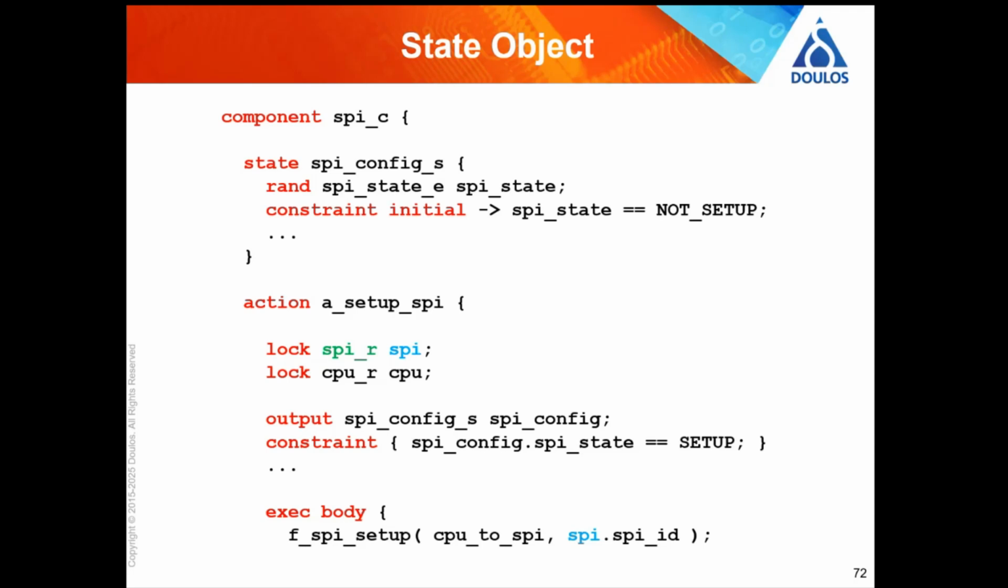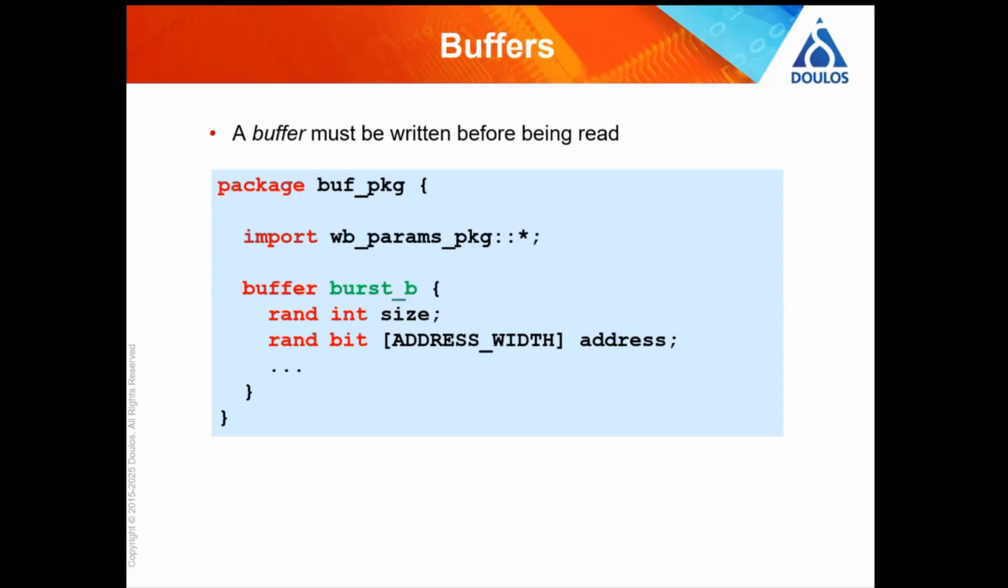Then at the bottom, key point, we've got a function that we're calling, and this is actually going to call into UVM. So your tool will organize that for you, basically. So this SPI setup is indirectly going to start a UVM sequence running on a sequencer that generates the traffic, the transactions, to set up an actual SPI interface. So we'll come back to that.